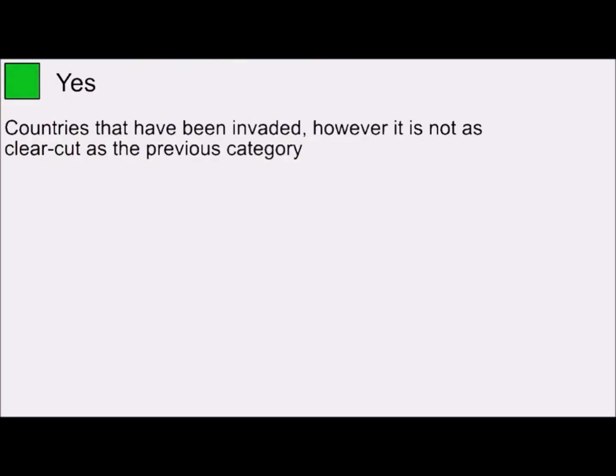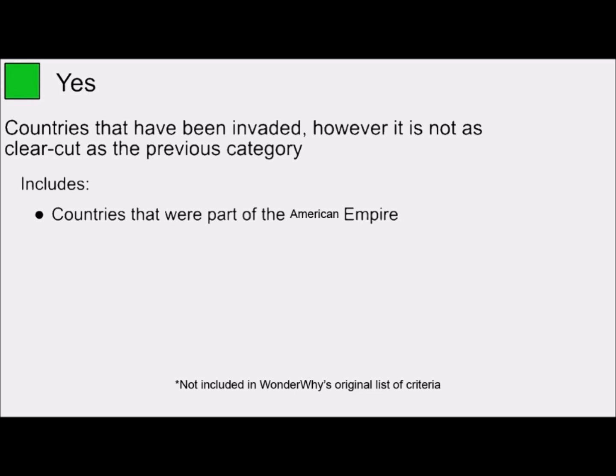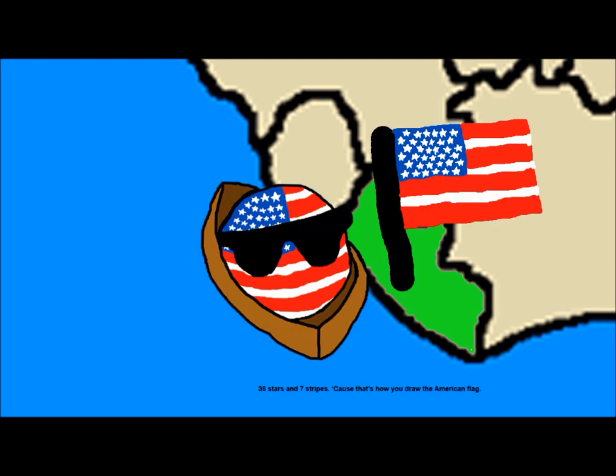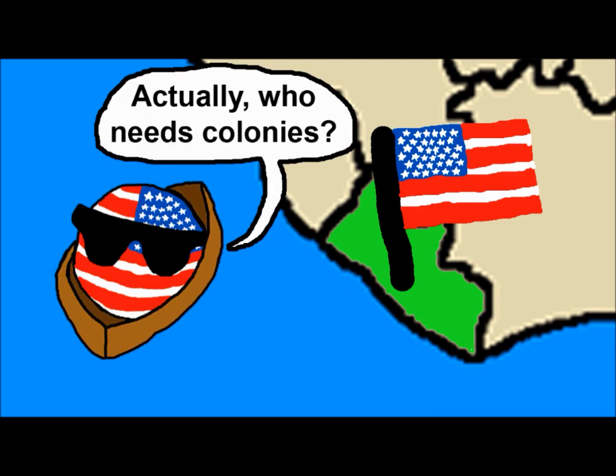They're still invasions, but less clear-cut. These include countries that were part of the American Empire, of which I could only find one example, Liberia. In 1835, the United States started colonizing Liberia as a place to send unwanted free slaves. However, since America has never been a traditional European-style colonial empire, we gave Liberia independence in 1847, and never really tried again to gain a large overseas colonial empire.